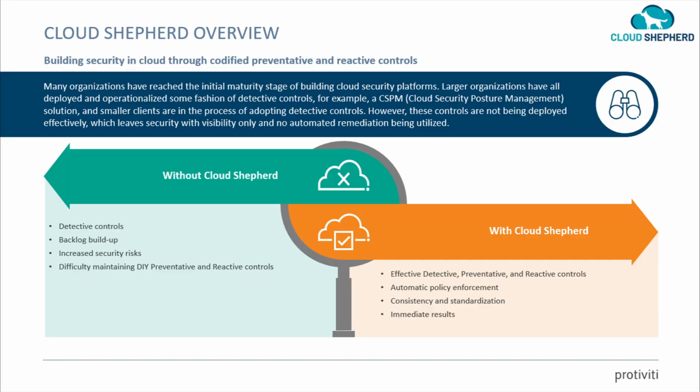As we all know, manual remediation is not only time-consuming, but also prone to human mistakes. Cloud Shepherd is here to help you build security into your environment with proactive prevention and automated response to security issues. Protivity has deployed a large pool of automated preventative and reactive controls.